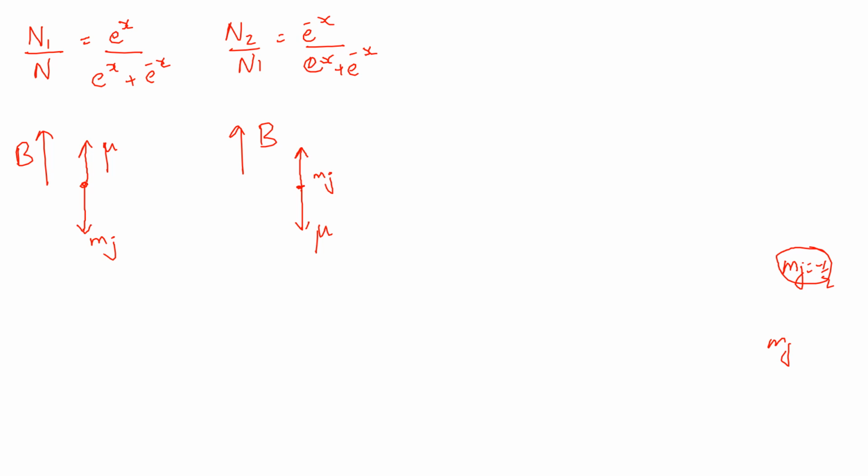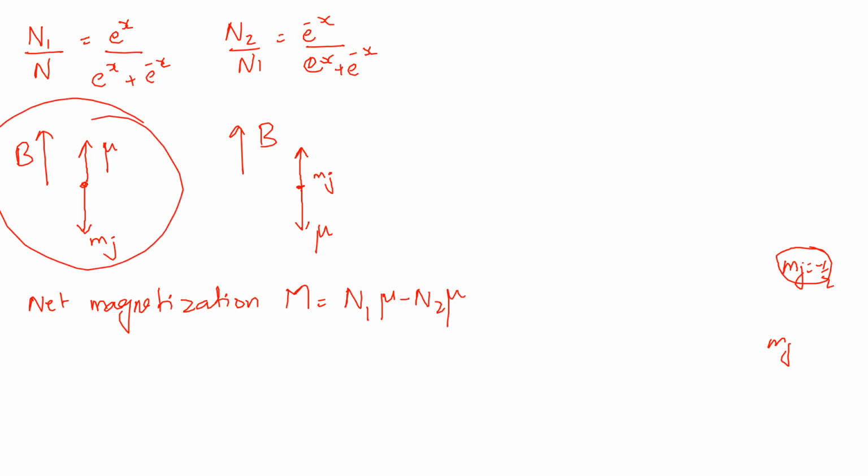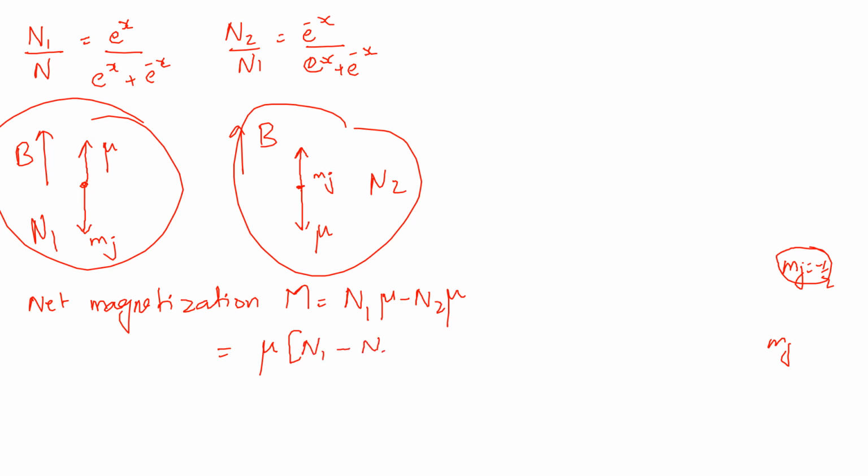Okay. So now, what will be the net magnetization? The net magnetization is capital M equal to N1 mu minus N2 mu. You can see there are N1 particles with a mu dipole moment in the upward direction, and there are N2 particles with a mu dipole in the downward direction. Now you can take the mu out. This will be N1 minus N2.